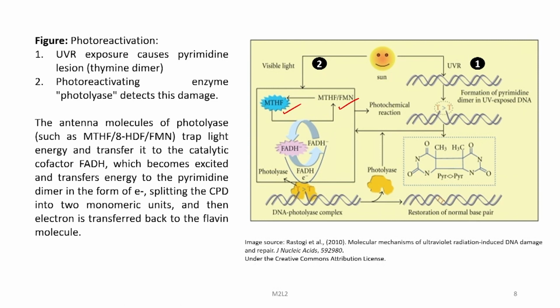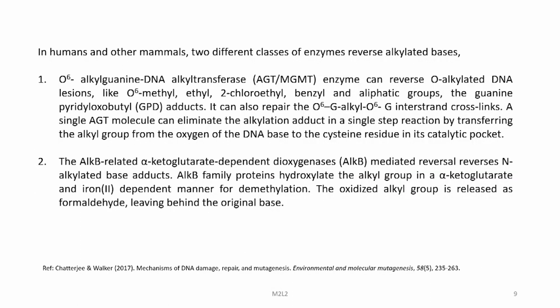which becomes excited, and it transfers energy to the pyrimidine dimer in the form of an electron, thereby splitting the CPD into two monomeric units, and then the electron is transferred back to the flavin molecule, and in this way the damage is repaired. What happens in humans and other mammals?